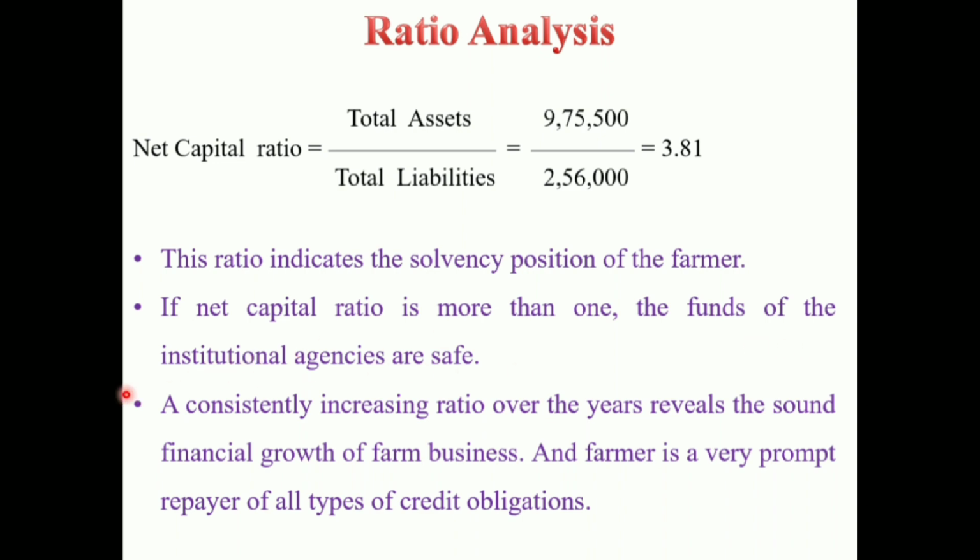Okay, there is no need to take the tension for the loan for such farmers, where the net capital ratio is more than 1. A consistently increasing ratio over the years reveals the sound financial growth of the farm business, and the farmer is very prompt in repaying all types of credit obligations. This is the net capital ratio. This ratio shows the solvency position of the farmer.